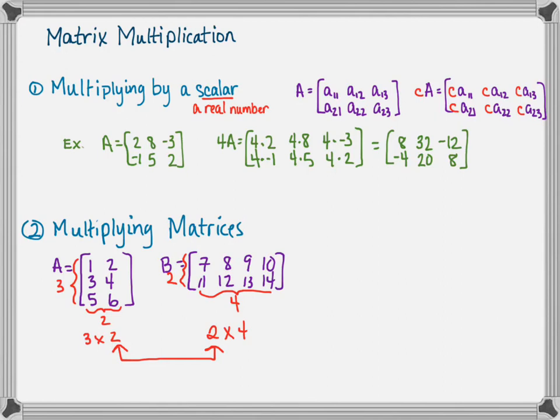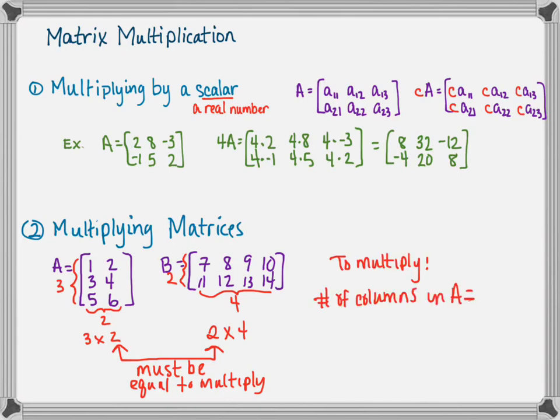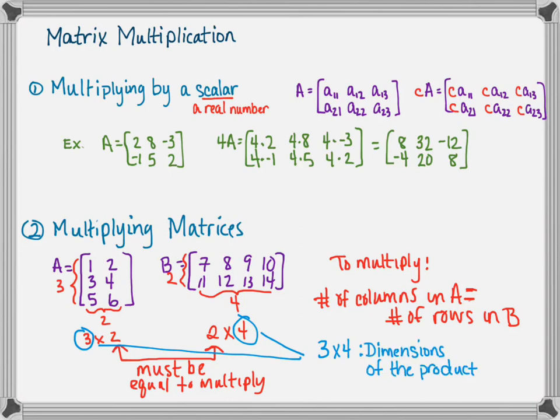In order to multiply two matrices, the number of columns of the first matrix must equal the number of rows of the second matrix. So, to multiply, the number of columns in matrix A must equal the number of rows in matrix B. Now, the number of rows in matrix A by the number of columns of matrix B define the dimensions of the resulting product. So if I multiply A times B, the product will be a matrix that has 3 rows, 4 columns.